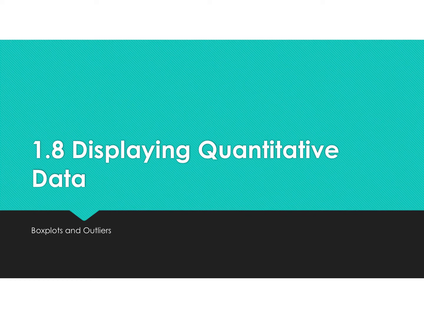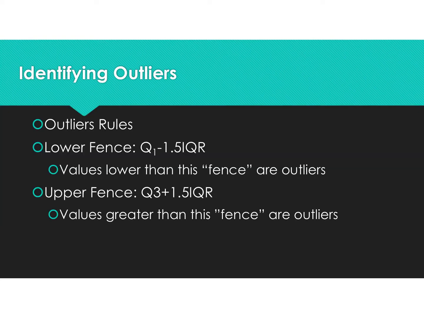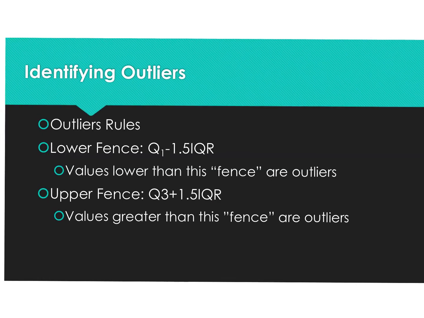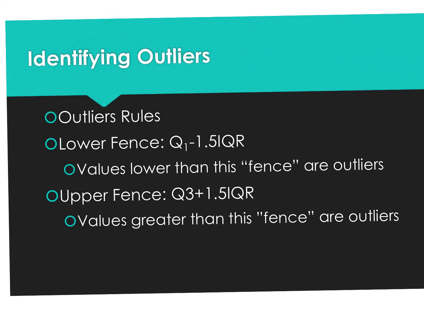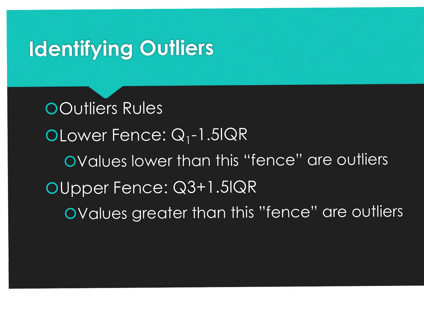All right, this is our last section, like I said, in chapter 1, displaying quantitative data. The last graph that we need to talk about is a box plot, and we need to talk about how to determine whether points are outliers or not. So the first thing we're going to look at is how to identify outliers.